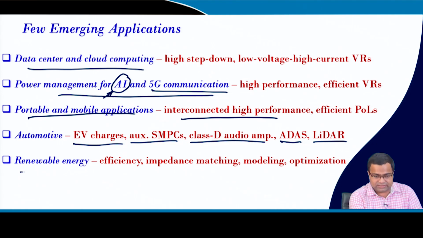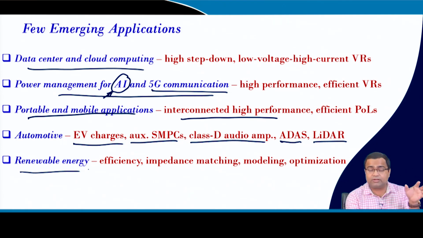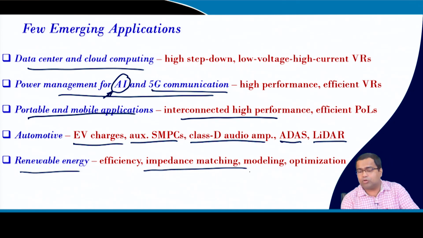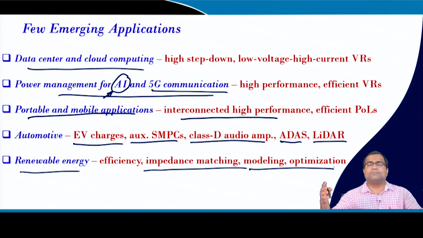Then renewable energy, where multiple solar energy sources are integrated, and a lot of research is going on, a lot is already happening and a lot of technology has already been developed. So, we need to do impedance matching and model optimization. People are now going for MPC, model predictive control, where digital control can be very effective.